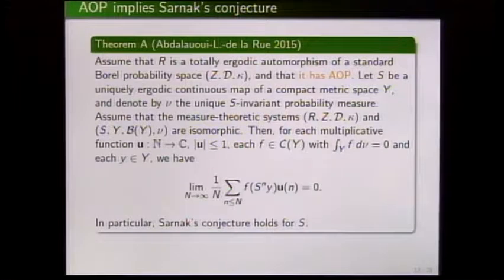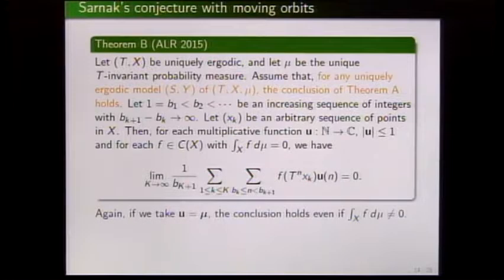And here is, let's say, the first result. Suppose that we have a transformation which is totally ergodic, and it has this property that if we look at large powers, they are somehow more and more independent. Now suppose that we have a uniquely ergodic model of such a transformation. Take any multiplicative function, take any function, and you find this condition. Of course, you can take for u the Möbius function, and then you obtain that Sarnak's conjecture holds. What's important here is that the transformation is totally ergodic.